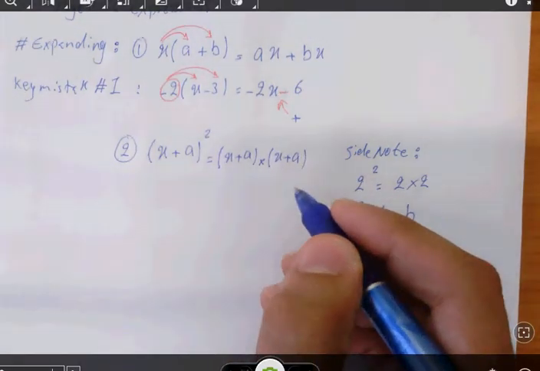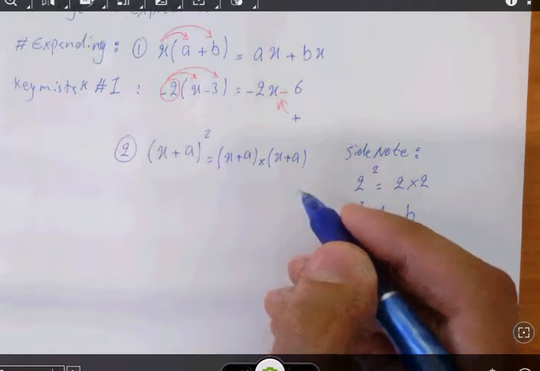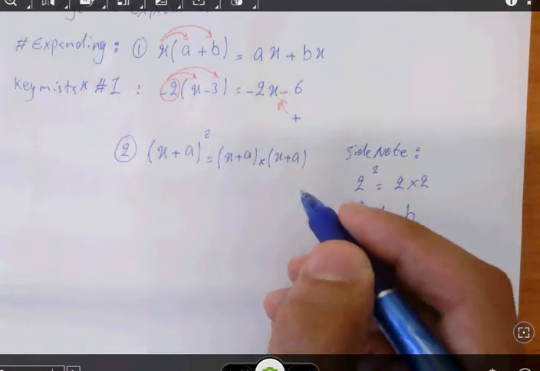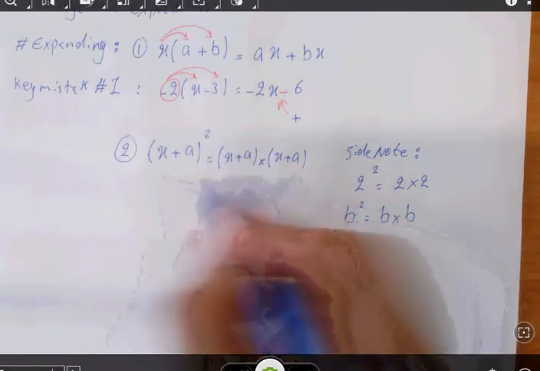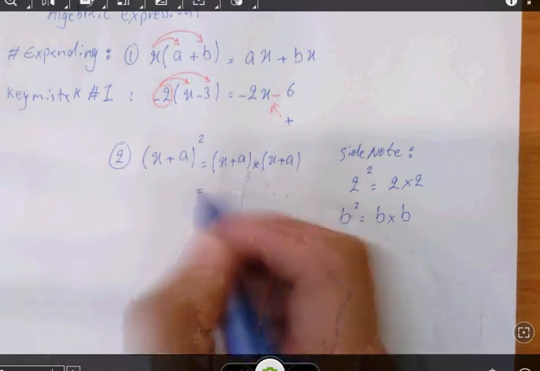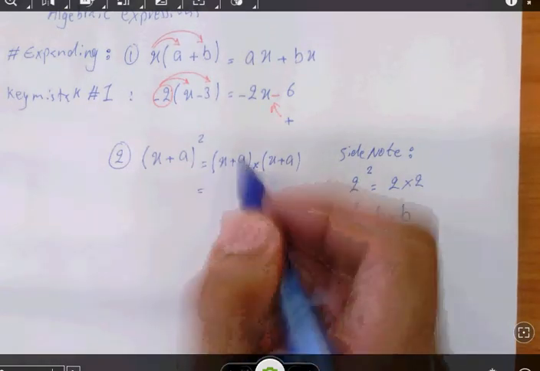Yes, they know. We also write x to the power 2 plus a to the power 2. That's not the same thing. I'll show you why it's not the same thing, okay? And exactly, that's the problem, right? So I write the answer. This is the correct working out, but we are going through mistakes.